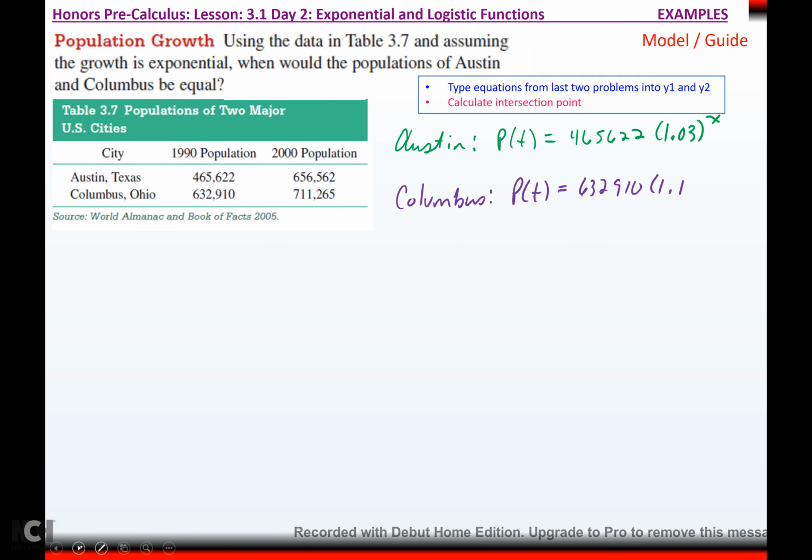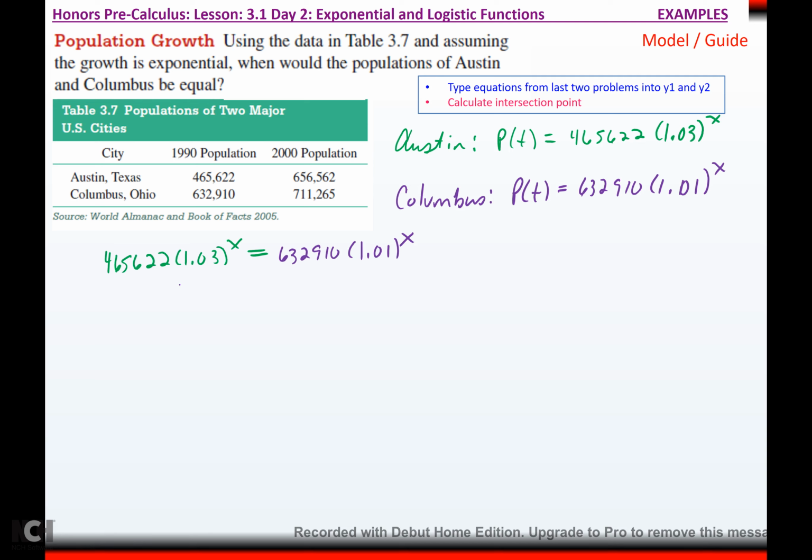1.01. 1.01 to the X. So those are my two population models, okay? If I want to figure out when those are going to be equivalent, you set them equal to each other. So I want to know when Austin's population, which is 465,622 times 1.03 to the X, equals Columbus's population, which is 632,910 times 1.01 to the X. I want to know when they're equal.